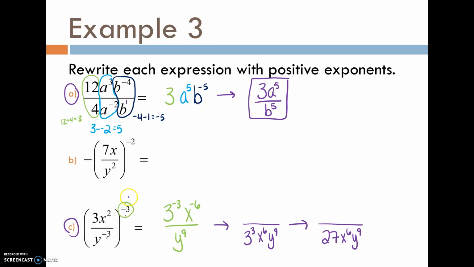Down here, first you have to multiply. Keep in mind that that 3 is separate from the x squared. So you have 3 to the negative third, x to the negative 6th, y to the 9th. You would not leave the tops naked, so you'd have a 1 on top.